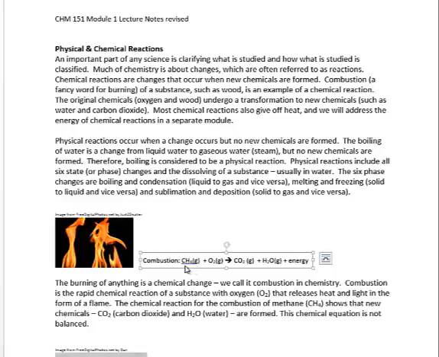CH4 gaseous, or gaseous methane, reacting with O2 gaseous, or gaseous oxygen, forms or yields or goes to CO2 gaseous, or carbon dioxide gaseous, plus H2O gaseous, or steam, plus energy in the form of heat and light.